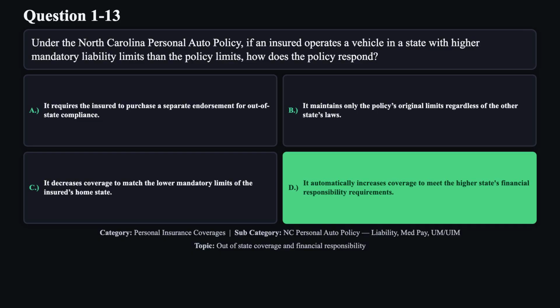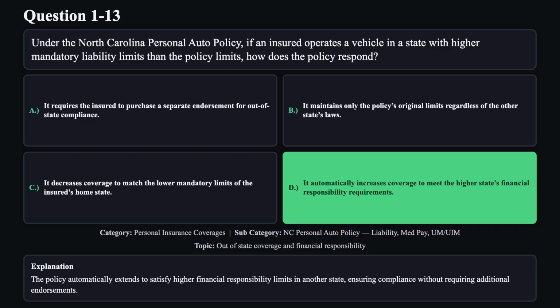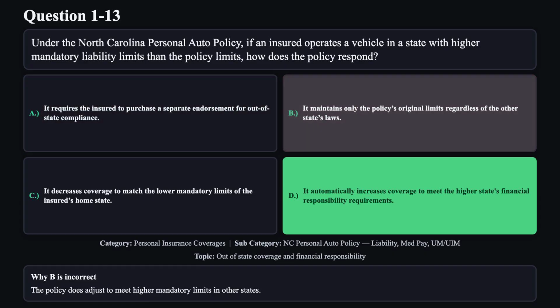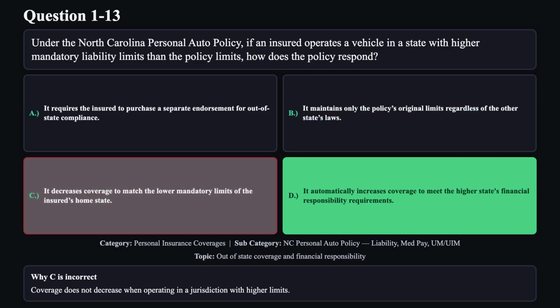The correct answer is D. The policy automatically extends to satisfy higher financial responsibility limits in another state, ensuring compliance without requiring additional endorsements. Reason A is not correct. No separate endorsement is needed. Out-of-state compliance is automatic. Reason B is not correct. The policy does adjust to meet higher mandatory limits in other states. Reason C is not correct. Coverage does not decrease when operating in a jurisdiction with higher limits.